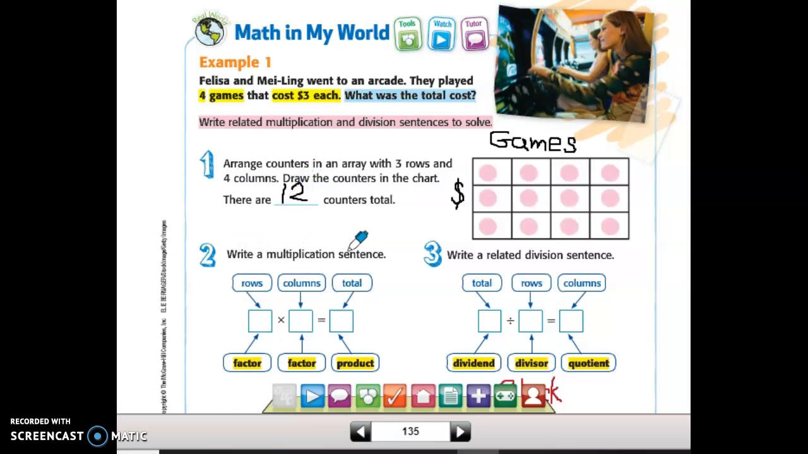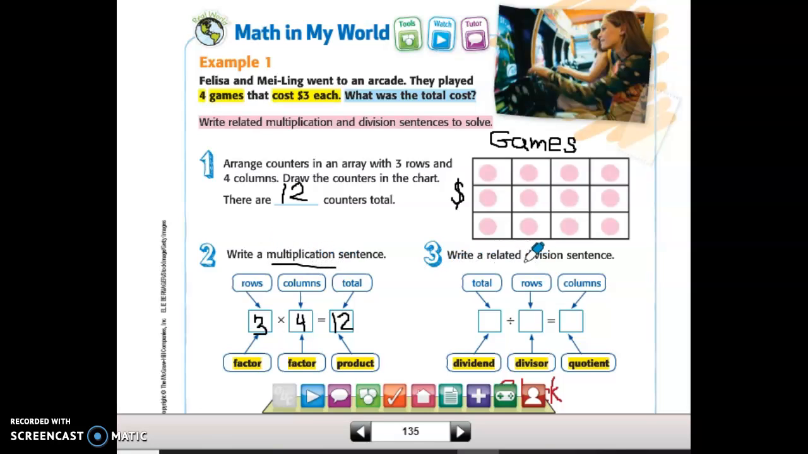So a multiplication sentence, since there are 12 counters total, that would be the product of our multiplication. The number of rows, there are 3 rows, and there are 4 columns. So 3 times 4 is 12. That's the multiplication sentence.